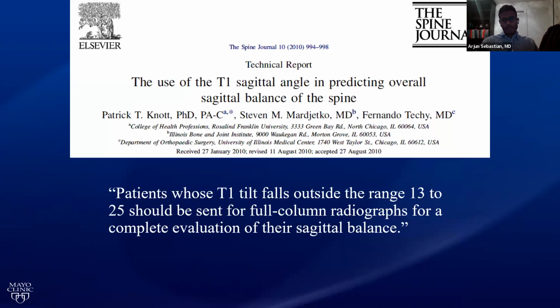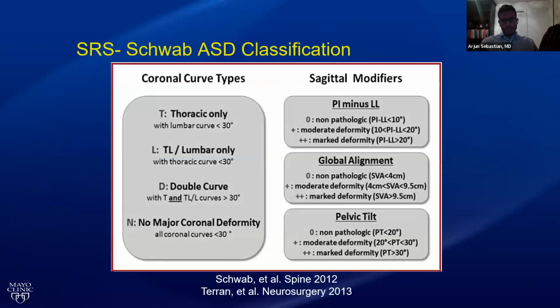And we know that for patients with a T1 slope falling outside of the normal range, which is 13 to 25, it's probably a good idea to get full column radiographs. It's probably not a bad idea in general for these patients, to fully assess their sagittal imbalance and to potentially pick up on any thoracolumbar deformities.